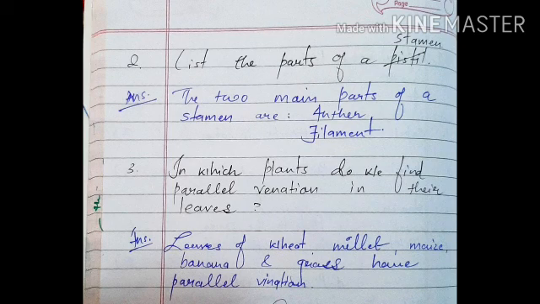Third question is in which plant do we find parallel venation in their leaves? The answer is leaves of wheat, millet, maize, banana and grains have parallel venation.